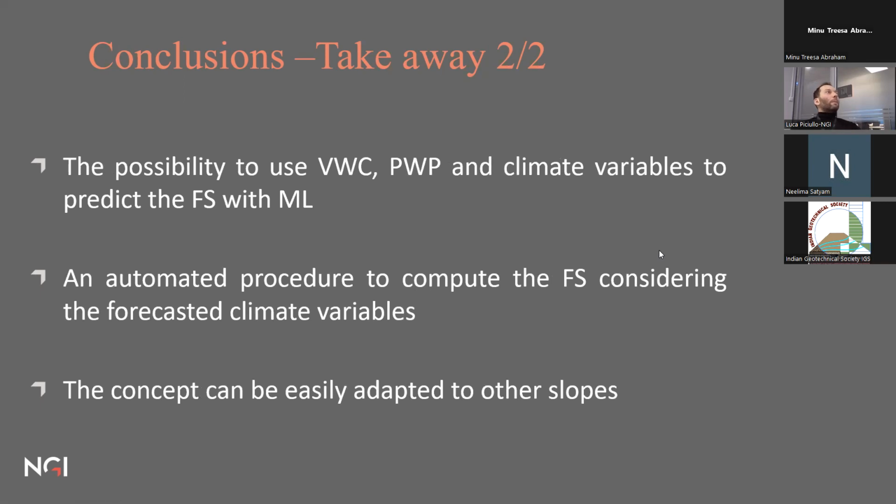The other takeaway, it will be published hopefully soon, is the possibility to use volumetric water content, so hydrological variables, plus climate variables to predict the factor of safety using machine learning. We have used machine learning because, as I said, we are running this automatically in real time, and it's faster and easier than using the software in the cloud. It would have given us a lot of issues. And then automated procedures to compute the factor of safety, considering the forecasted climate variables up to 3 days.